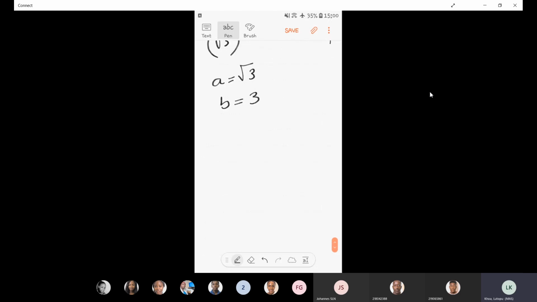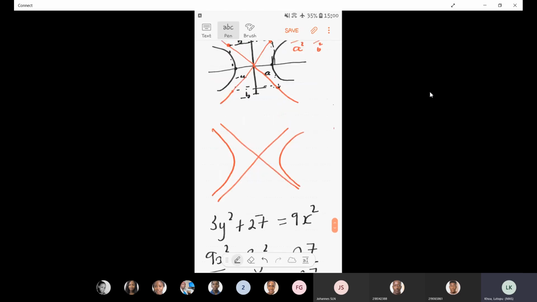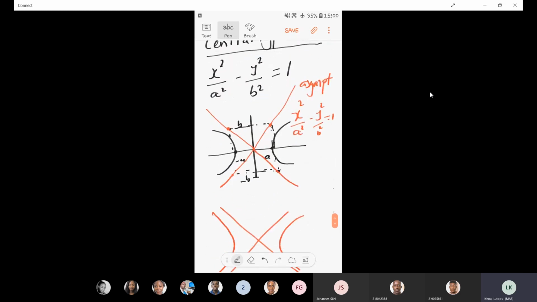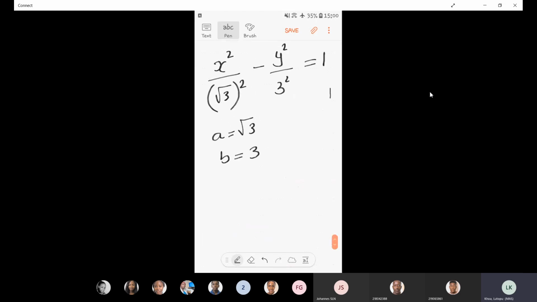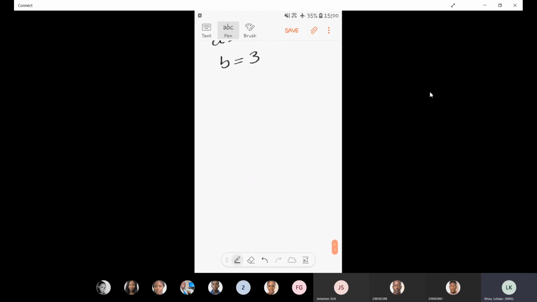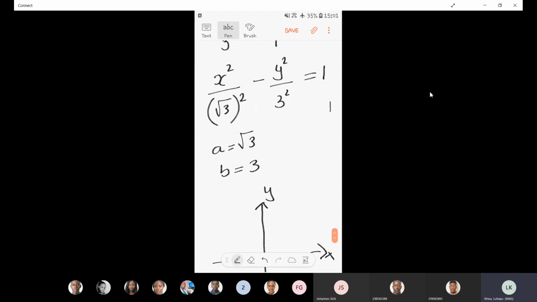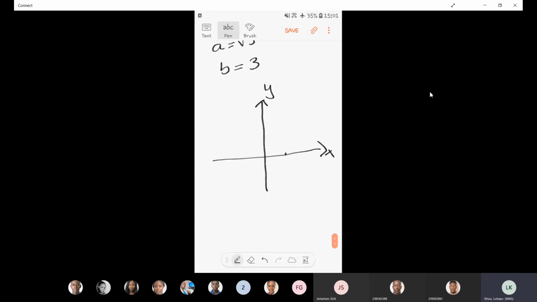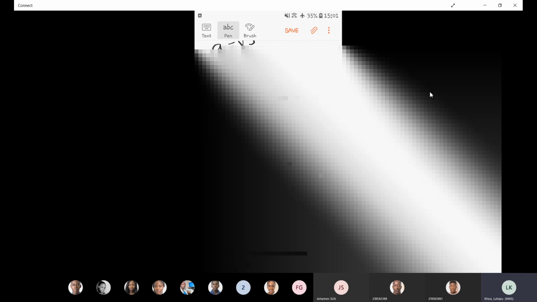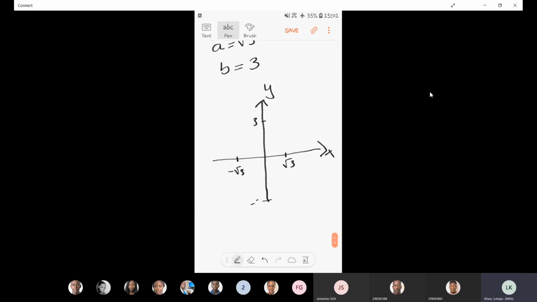Then I draw my graph. So remember how we did it? It's over here. This is your a, minus a, and then b goes on the y-axis. That's it. So draw my x and y-axis, then label them. So this must be labeled x and y. And then we said a is square root of 3, so I'll put square root of 3 there. And then I have minus square root of 3, and b is 3, so 3 will go somewhere there, 3, and then minus 3. Then we say this will form like a rectangle.